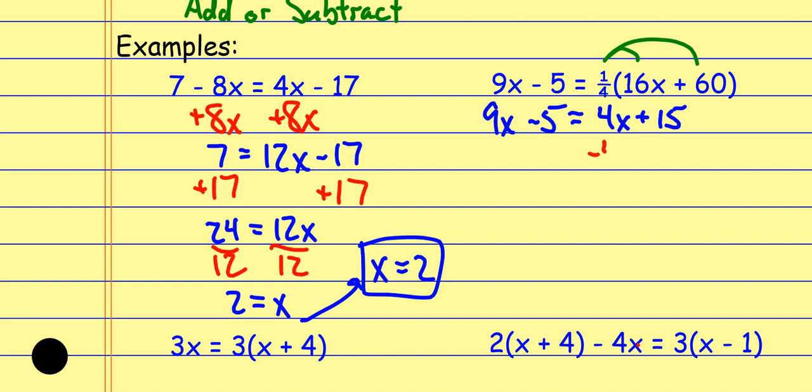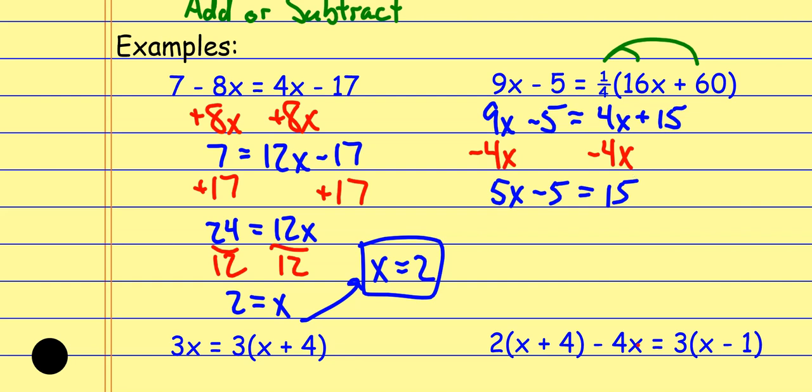To get rid of a 4x, I have to subtract 4x. Whatever I do to one side, I have to do to the other side. I can combine the 9x and the minus 4x, which is a 5x. Over here, those cancel out, so I just get the 15. Now I'm back to what I've always been doing.